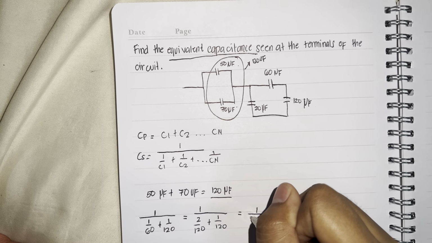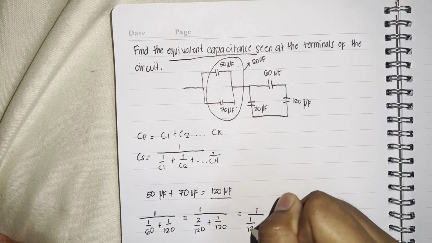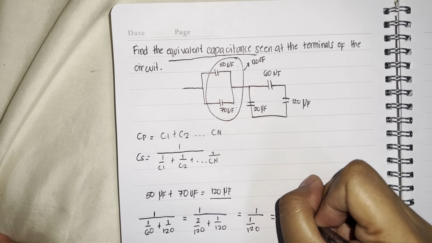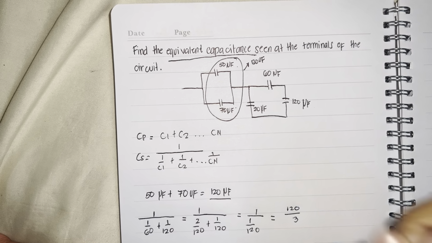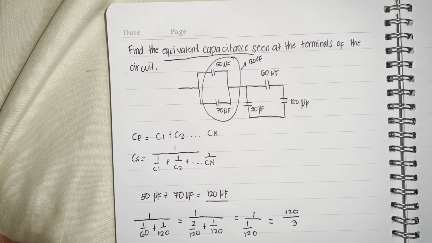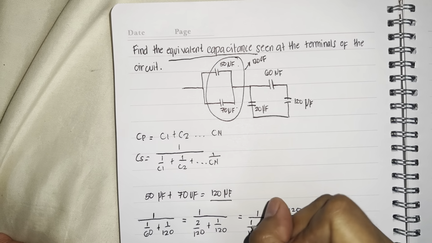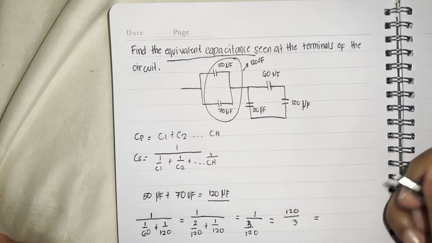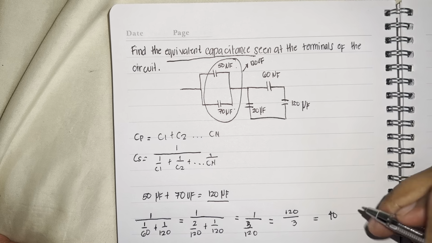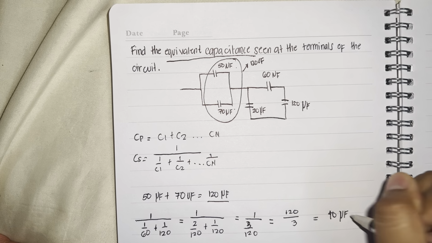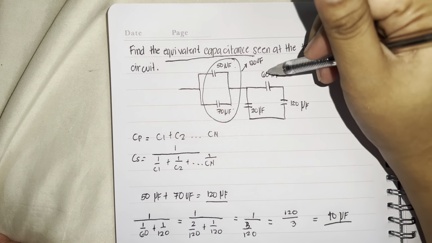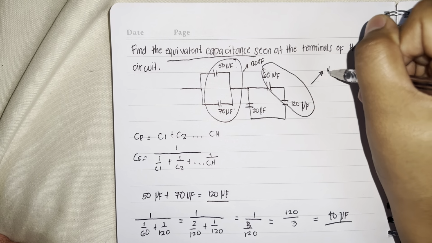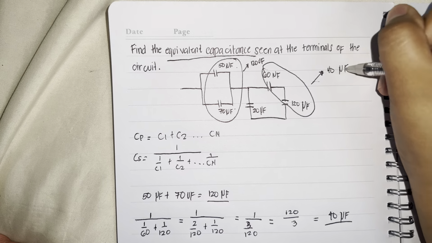1 over 120 is equal to 120 over 3. Oh, sorry, this is 3. So we could get 40 microfarad. So this one is already a 40 microfarad.